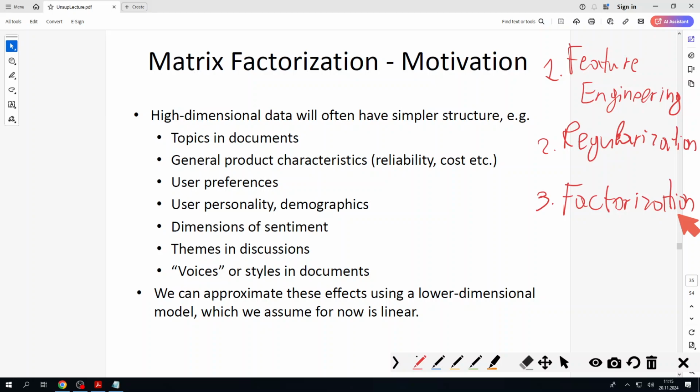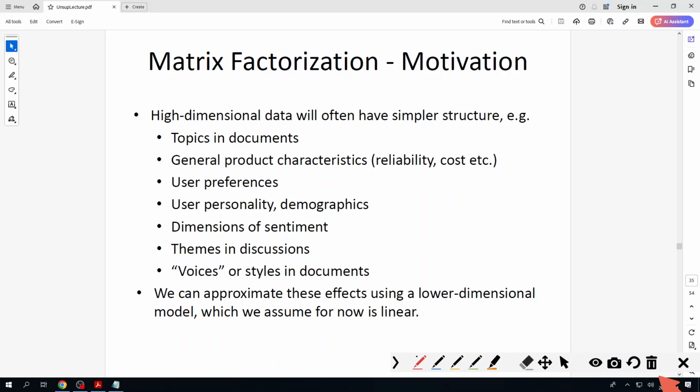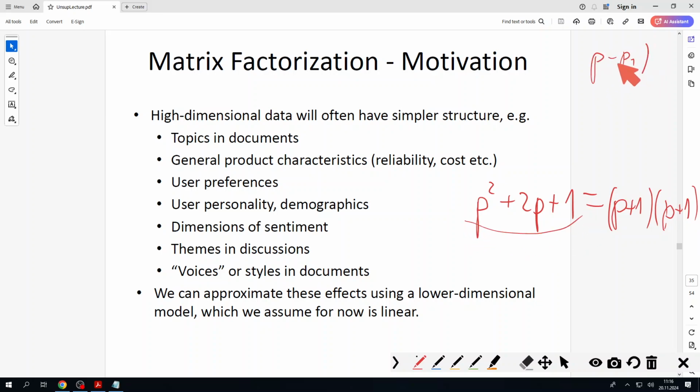But how exactly does that work? Well, it's easier to show this example for the regular polynomials, like we learned in school. So let's say I have some polynomial p squared plus 2p plus 1, which I can now factorize into two smaller polynomials, p plus 1 and p plus 1. You do this by finding roots of this polynomial, and then accordingly specifying them as p minus p1 multiplied by p minus p2, where p1 and p2 are these roots.